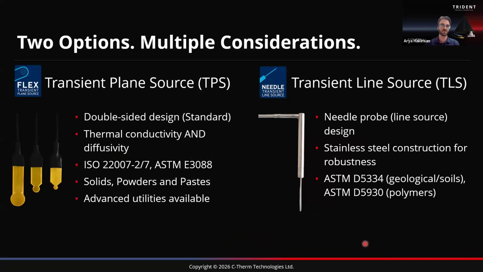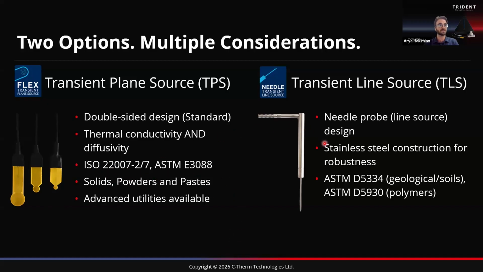There are two core options that we will typically recommend or see used in this industry, but each comes with different considerations. And again, we'll go through some of these, but one option is the transient plane source, or TPS, method. This is the flexible double-sided sensor, which conforms to the various ISO as well as ASTM standards. So this is one that we'll talk about.